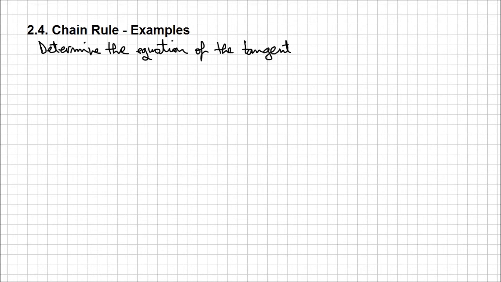Hello. Let's now go one step further and try to determine the equation of the tangent to the function f of x, which is given by 5x times (3x squared minus 2x plus 1) to the power 7, when x equals 1. Not only are we going to apply the chain rule, but we also have to understand why we do that, and practice applying the chain rule once again.